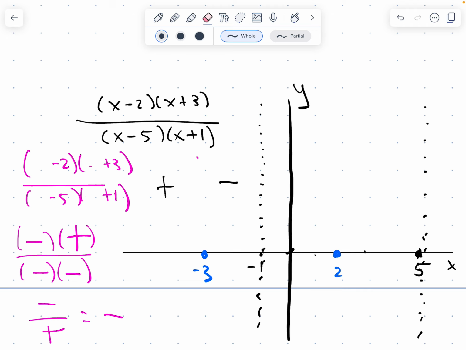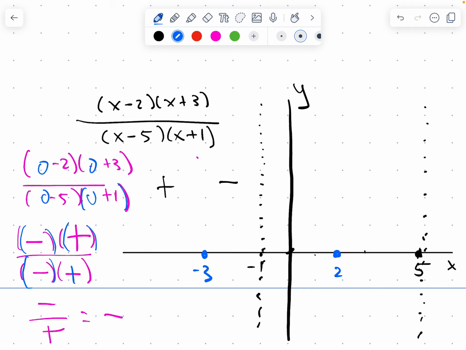One of those signs is going to flip. Let's see which one flipped on us now. We're going to do 0, 0, 0, 0. 0 minus 2 is negative. That was negative before. 0 plus 3 is positive. That was still positive. 0 minus 5 is negative, still negative. But 0 plus 1, this one now flips.